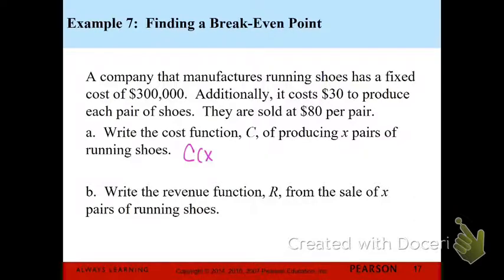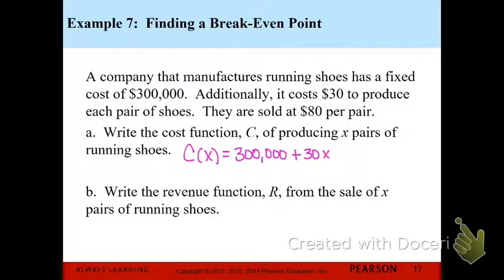So, tell me about the cost. How much is it costing this company to produce those shoes? 300,000. Good. Plus $300,000 is the fixed cost. And additionally, add $30 to produce each pair of shoes. So $30 per each pair.